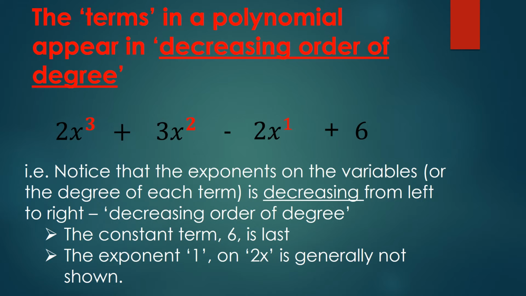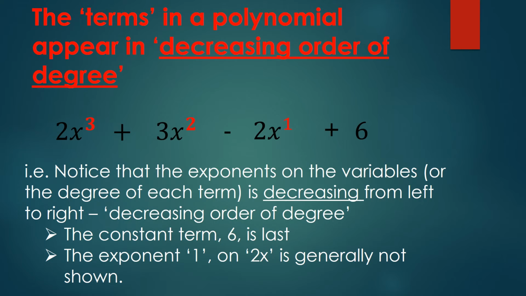The terms in a polynomial appear in decreasing order of degree, and this is what I mean. If you look at this polynomial, 2x to the third plus 3x squared minus 2x to the 1 plus 6. Normally this 1 is understood and is not shown, but I've shown it here for demonstration purposes. Notice that the degree of this term is 3, the degree of this term is 2, the degree of this term is 1. This has no degree because it's a constant. The degrees of the terms are decreasing from left to right.